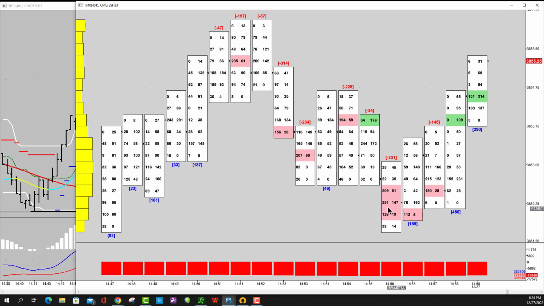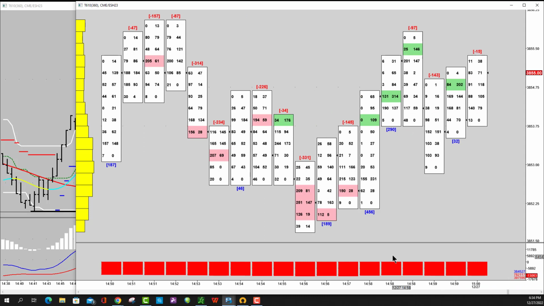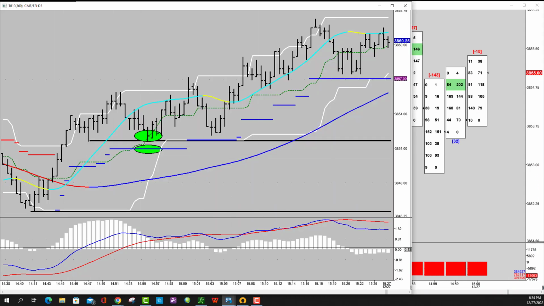Then they get upset. Oh my gosh, it's not going any lower, and they got to get out of their trades. So it goes from negative 331 to plus 189, and then as it comes back down, big sellers again, totally absorbed, and then massive 456, another order book sweep right there to the upside. Okay.